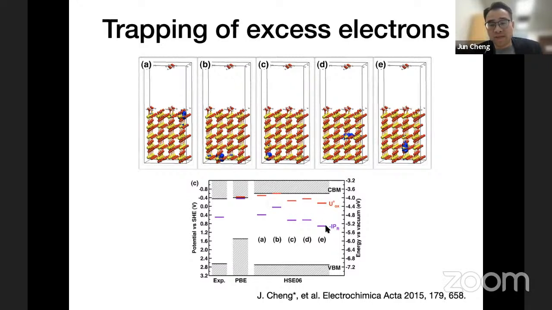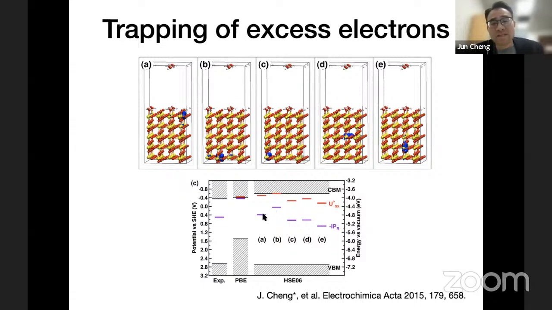We do the same level alignment, just to point out the electron can localize on the surface titanium, this bridge side, and also can localize on the terminal. So that's a terminal titanium side. That gives you titanium 3+. The electron can also localize in the bulk titanium. So those all give you slightly different levels.